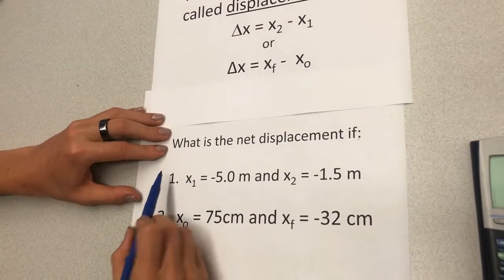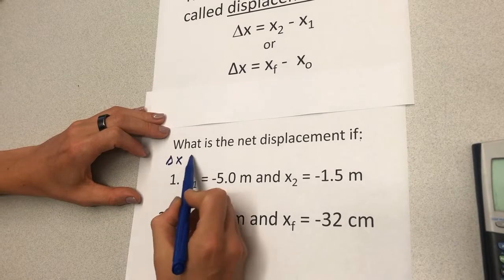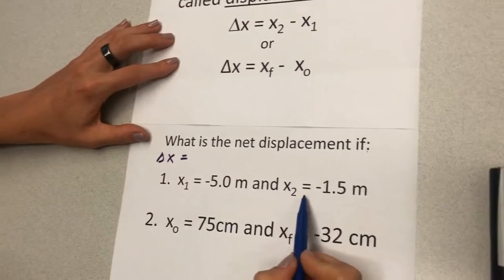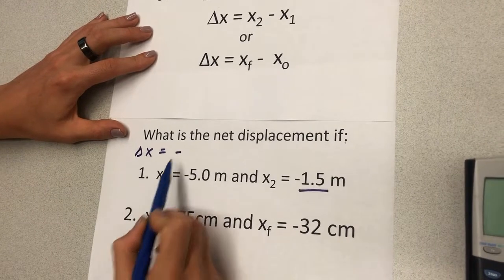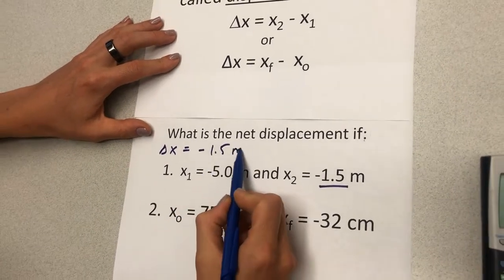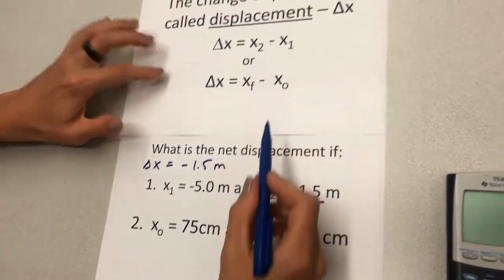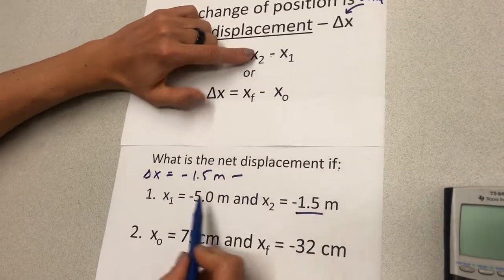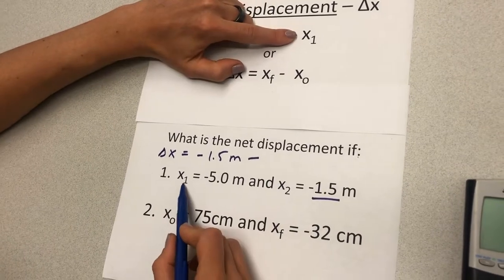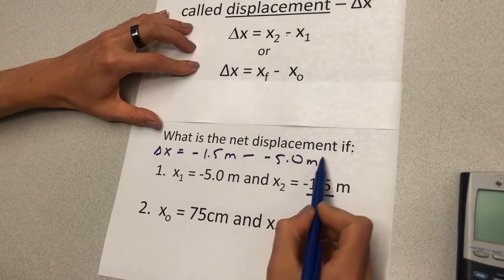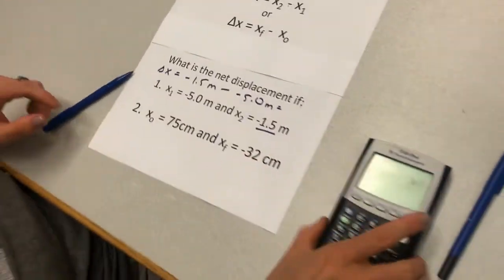So I'm gonna go ahead and say delta x equals x2, which is this one. So negative 1.5 meters. Don't forget your units. And then we subtract right there, subtract it from x1, which is this one right here. So negative 5.0 meters. I'm gonna go ahead and plug that into my calculator.